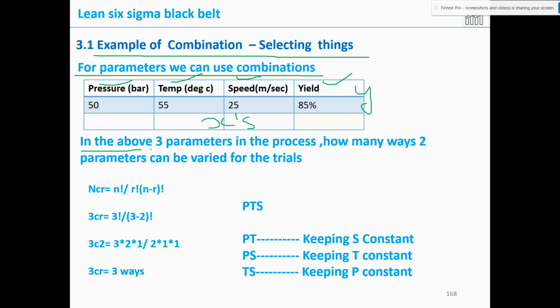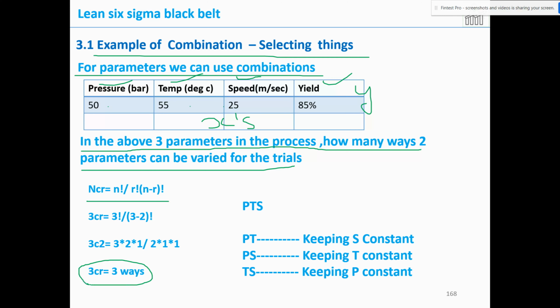Okay, in the above three parameters in the process, how many ways can two parameters be varied for the trials? So there are three. How many ways can two parameters be changed at a time to see the output? That means you're going to change the parameters, correct? Now you can use the nCr formula, and it will give you three ways you can change.